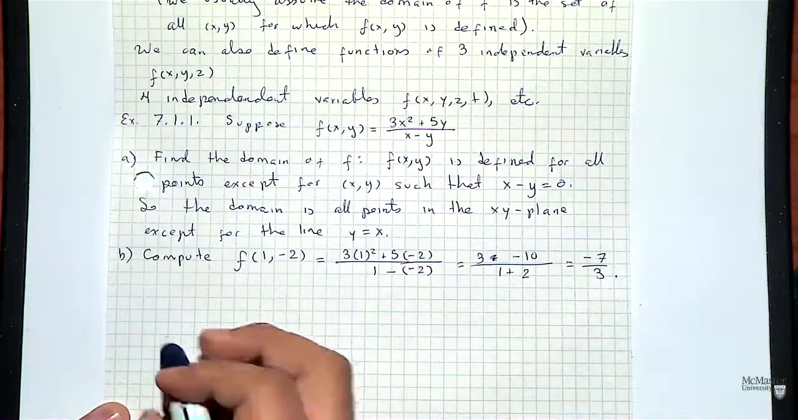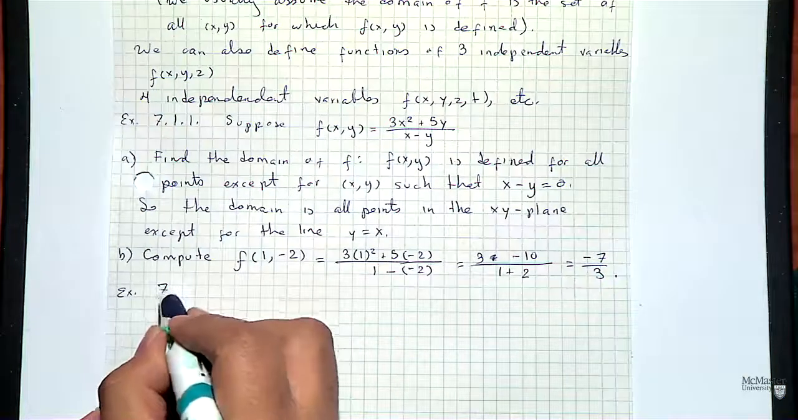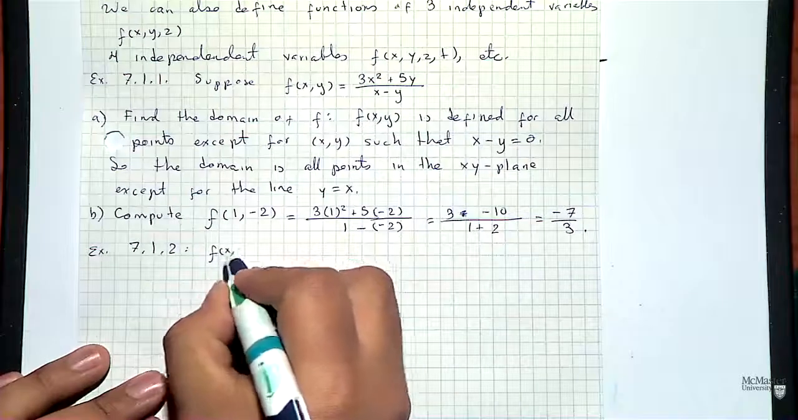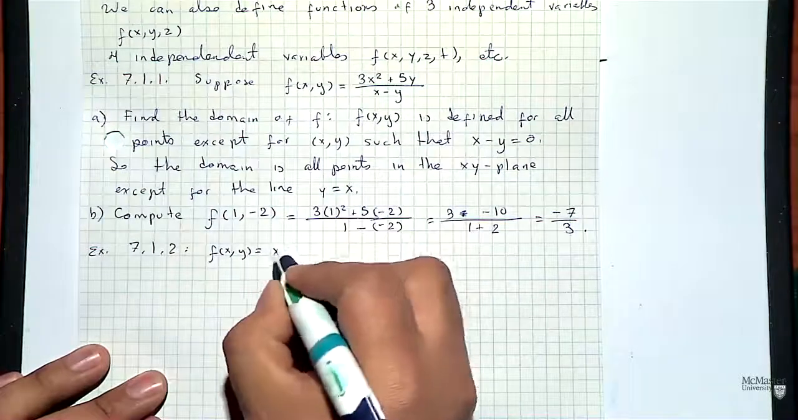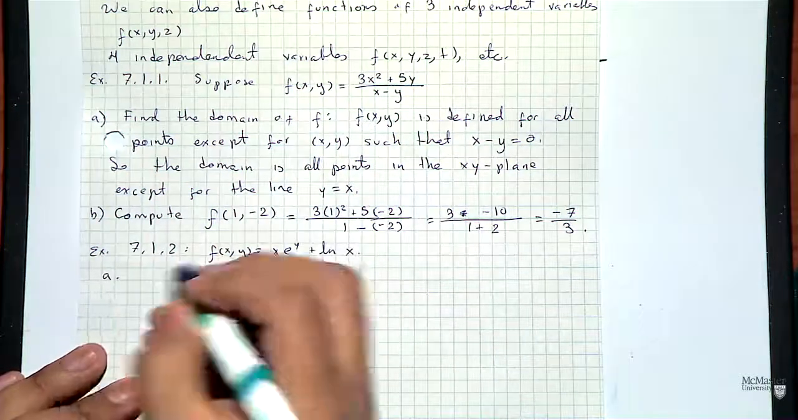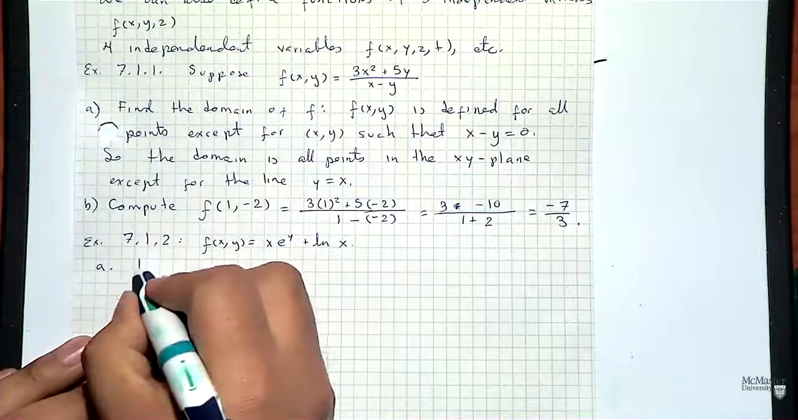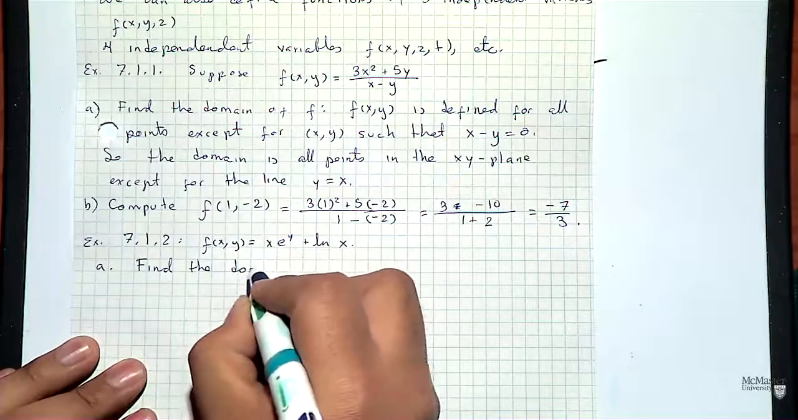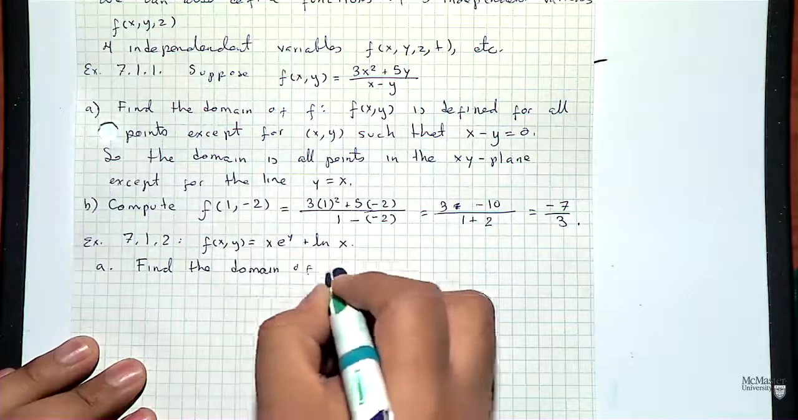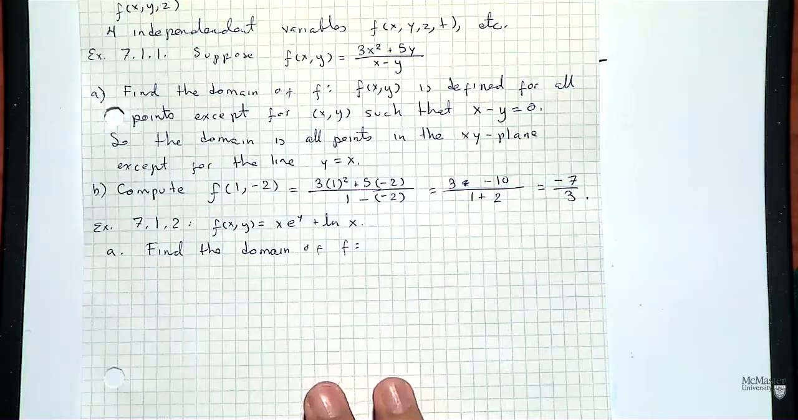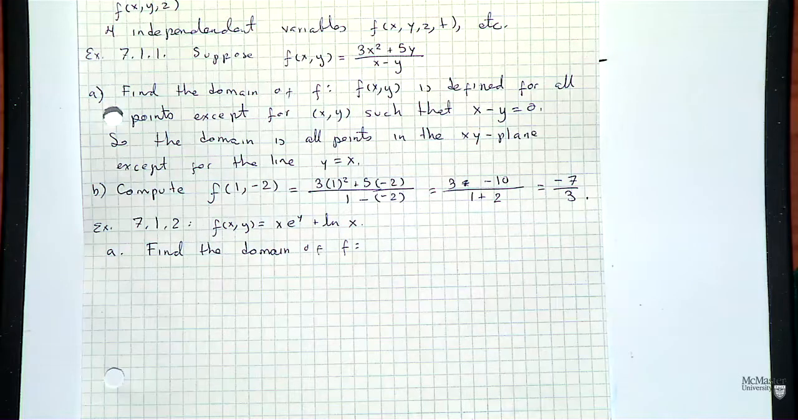So, okay, after this exercise, we will do a new one, which is to consider the function f of xy equals x times e to the y plus natural log of x. So the first indication is to find the domain of f. So, okay, before I do it, you have this function, right? It's a combination of the product of an exponential and x and then natural log of x. Where are you going to have issues with this function?